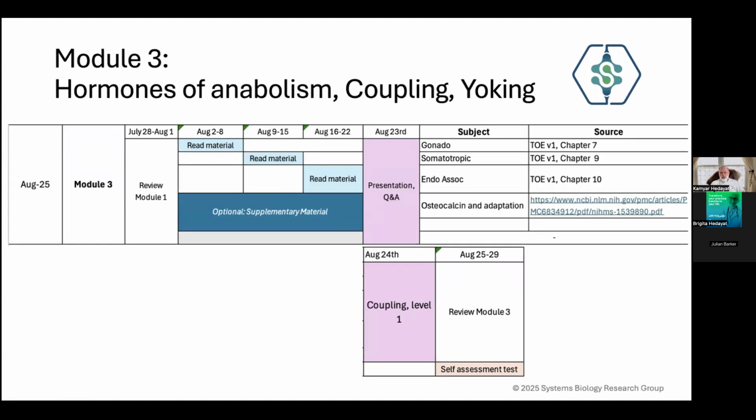In module number 3, we'll look at the hormones of anabolism, and then we'll also look at how different hormonal lines link together in a process we call coupling and yoking, giving a more complex and profound way of looking at how hormones interact in the symphony of life. Here we'll introduce a brand new panel created just for this course, called EndoCheck, which looks at coupling and how these hormones are interacting together.